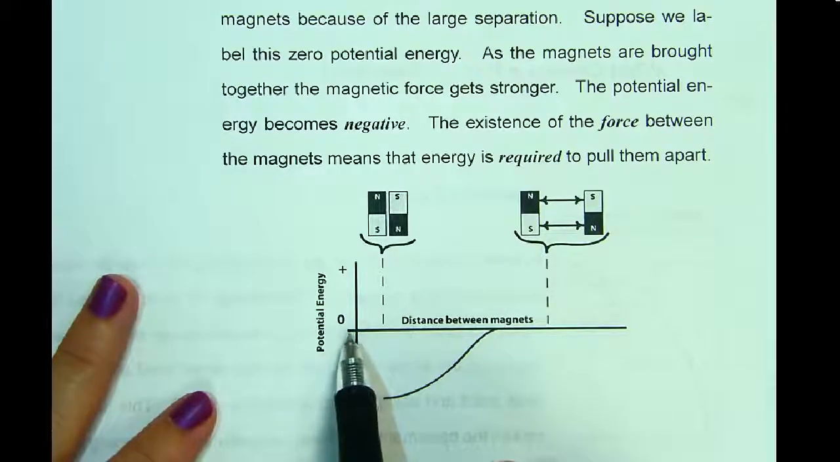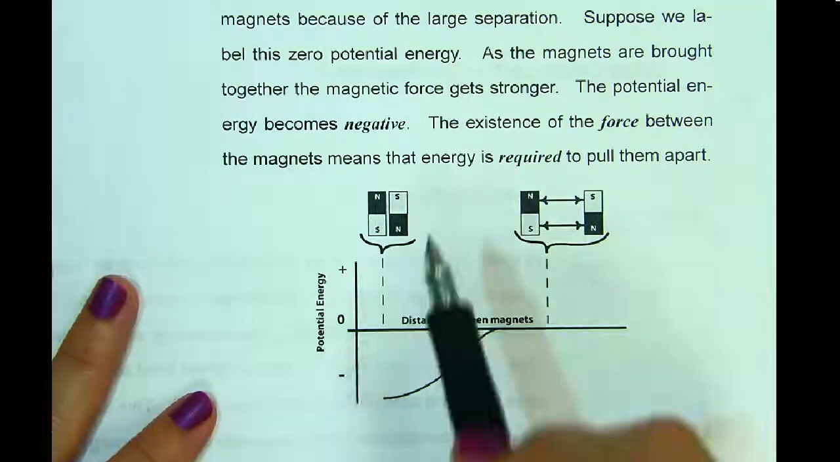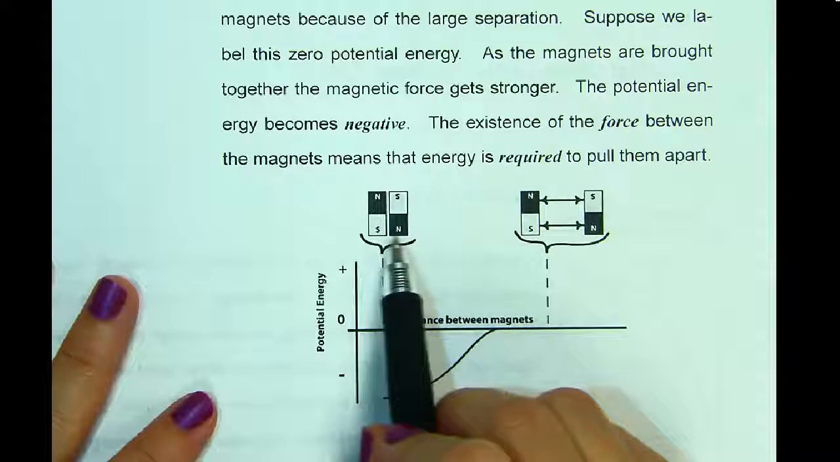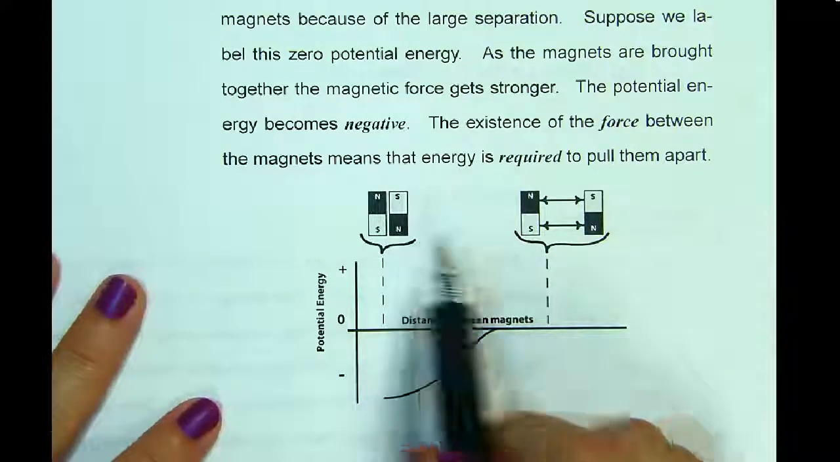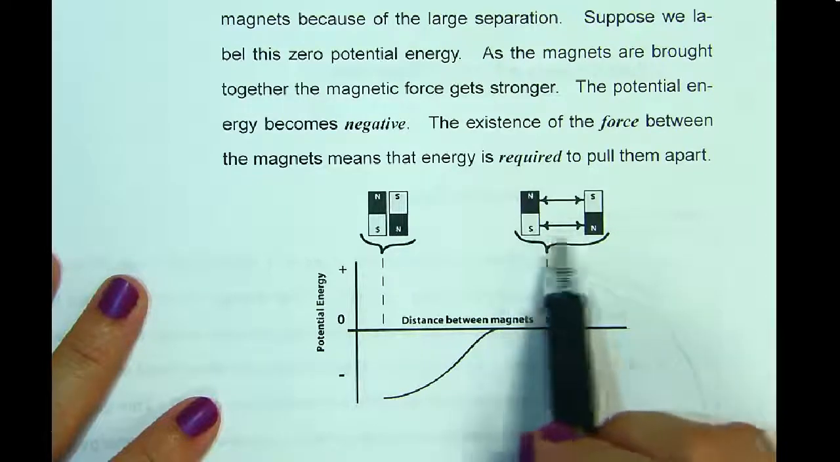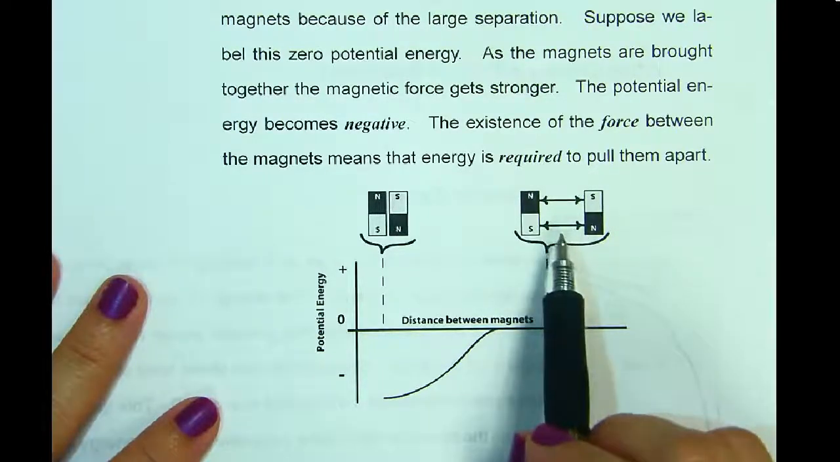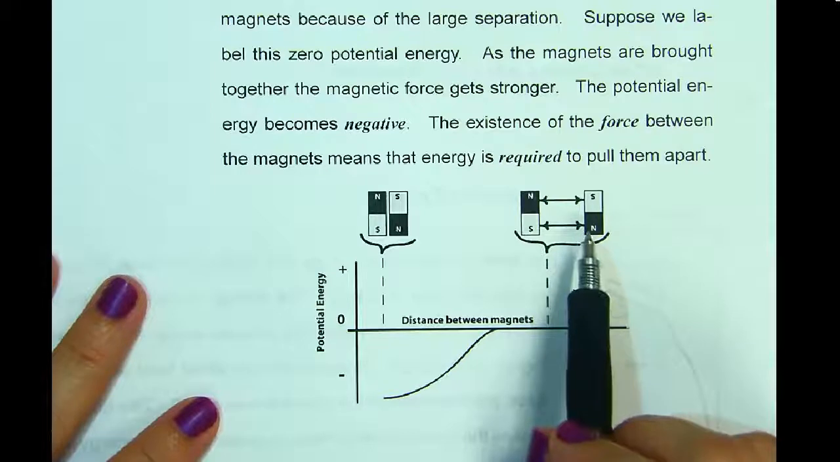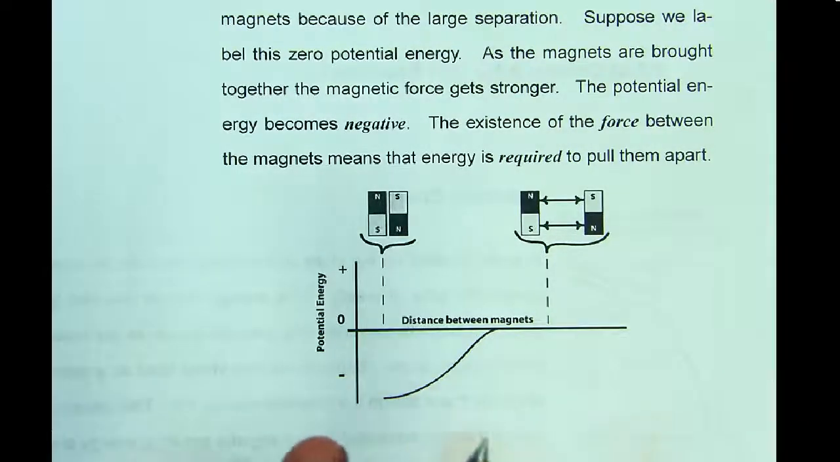So here you have a 0 potential energy, and your magnets are close to one another, and so we're going to need energy in order to pull them apart. But if there's a little bit of distance between them, then we have potential energy between them, the potential for them to pull back towards one another because they are magnetized to each other.